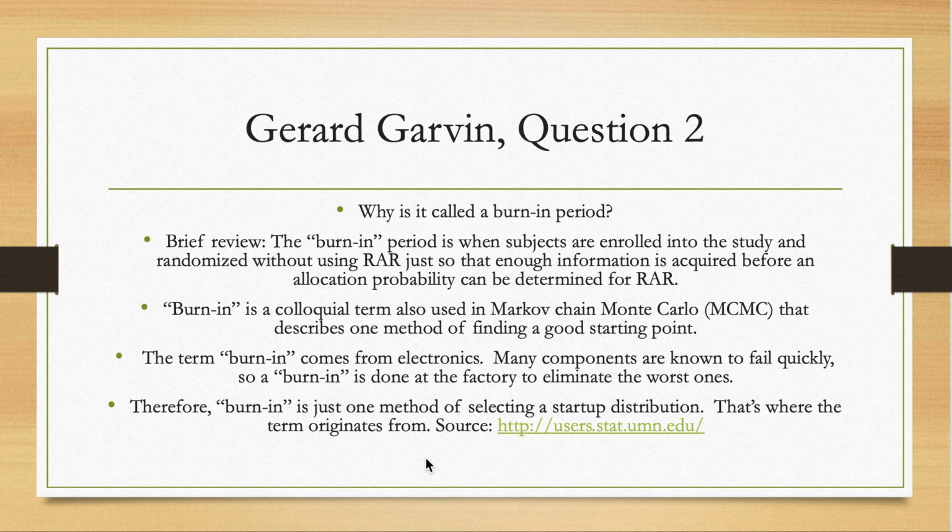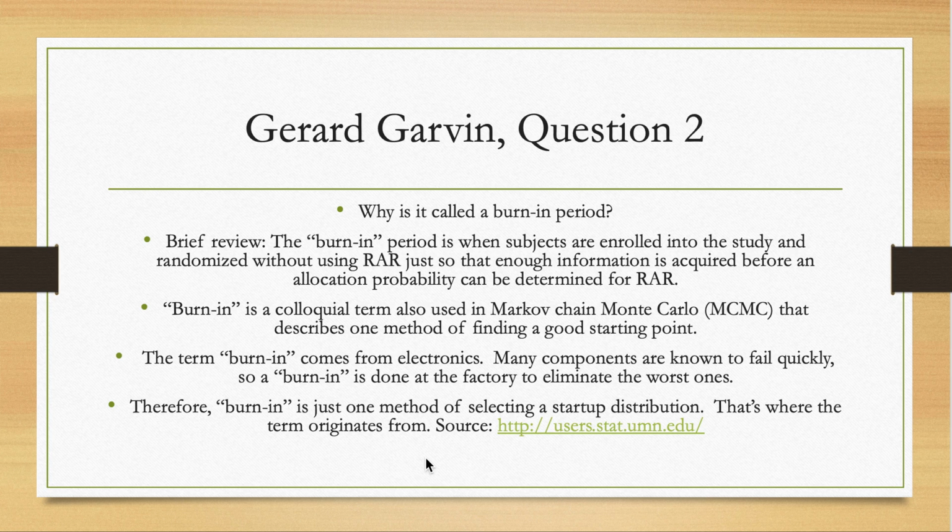So for his second question, Gerard Garvin asked, why is it called a burn-in period? And this is a good question. For a brief review from previous presentations, the burn-in period is when subjects are enrolled into the study and randomized without using RAR, just so enough information is acquired before an allocation probability can be determined for RAR.